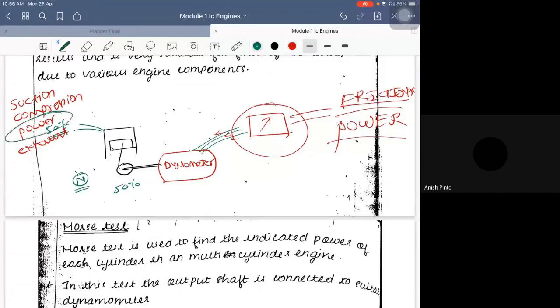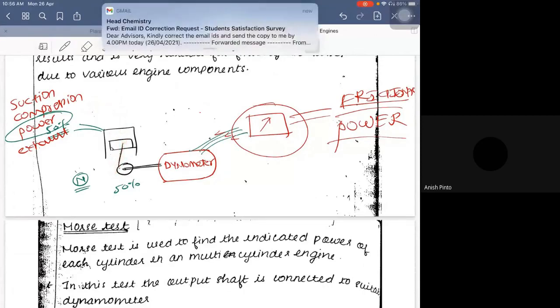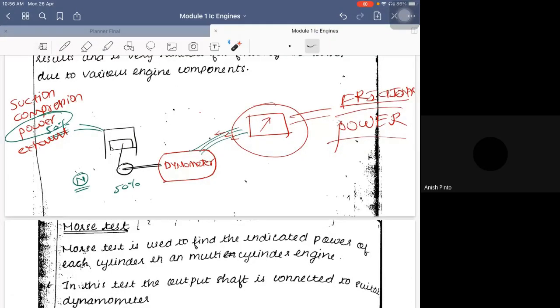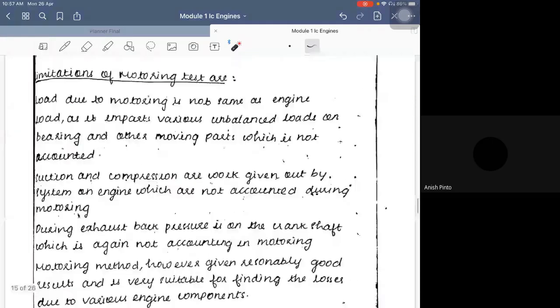Out of these four strokes, only the power stroke is a source of power. That means only in the power stroke would the engine give power to the crankshaft. On the other hand, for the remaining strokes, suction, compression, and exhaust, the flywheel or the crankshaft will give power to the engine. Correct? That particular phenomenon is not accounted for in the case of a dynamometer operated as a motor, isn't it? Definitely there will be a mismatch in the values. That is one of the limitations. Next one.